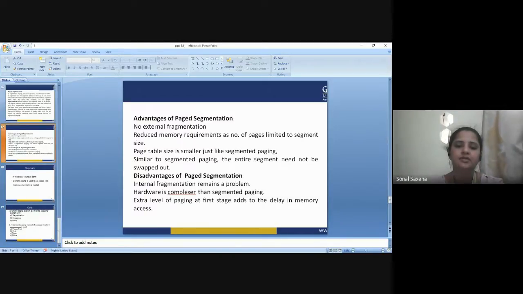Then what are the disadvantages of page segmentation? As we have seen, external fragmentation has been overcome. There is no problem of external fragmentation in page segmentation. But the disadvantage that remains is that internal fragmentation is a problem. Hardware is also more complex than segmented paging, and the extra level of paging at the first stage adds to the delay in memory access. So these are a few disadvantages that we see in page segmentation.